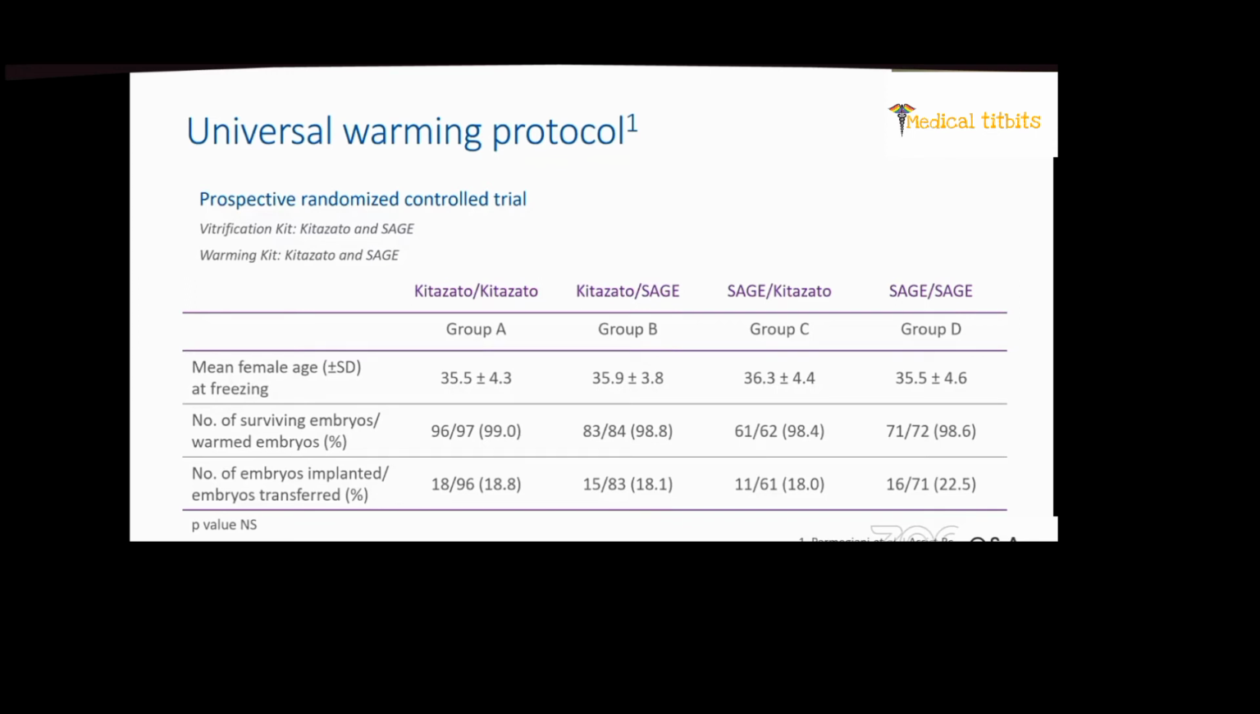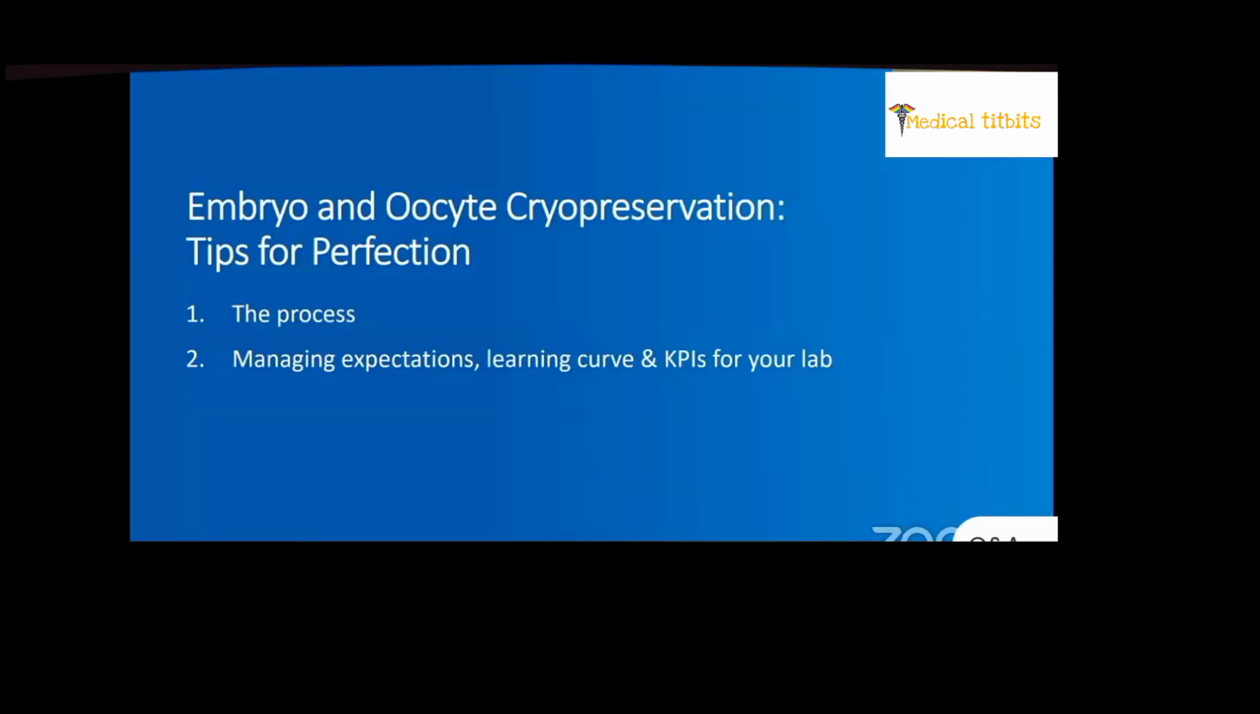As you can see, female mean age and survival rate were statistically comparable between the study groups. The blastocyst survival rate ranges from 98.4% to 99%, and implantation rates in different groups were also comparable, ranging from 18 to 22.5%. So let's now consider the expectations, learning curve, and KPIs for the vitrification process.